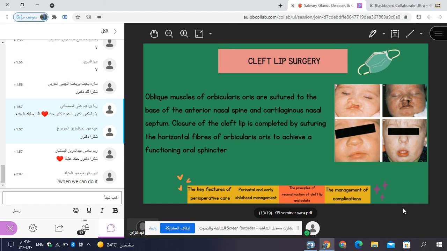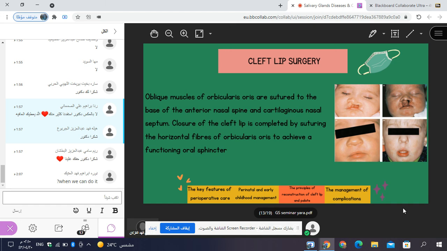So you know around the lips is the orbicularis oris muscle. The orbicularis oris muscle has two fibers, oblique and horizontal. The oblique, which is most distal, will be sutured to the base of the anterior nasal spine and to the cartilaginous nasal septum, and then we will complete the closure with the horizontal fiber when we suture it.